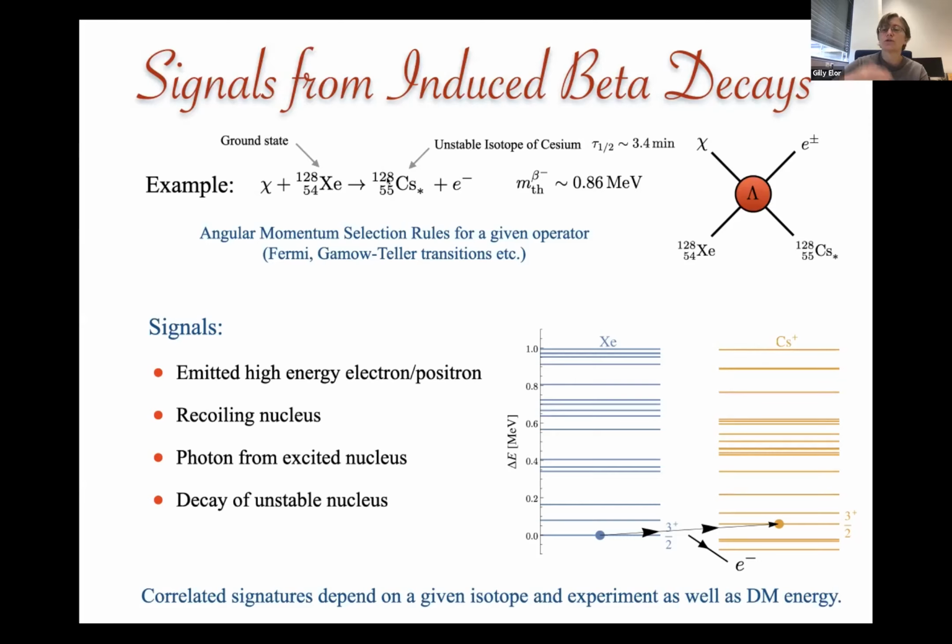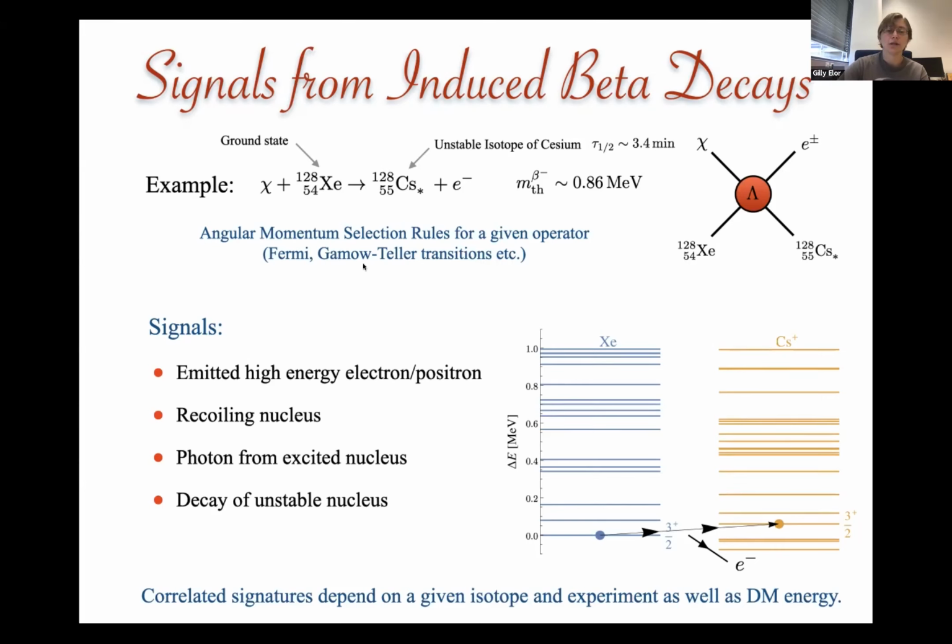So in order to obey them, really what's going to happen is if you start with the ground state of xenon, you're going to transition to some excited state of cesium, which is unstable and will very quickly decay. So you really have a lot of things going on here. You can search for the high energy electron or positron, right? Again, with, for instance, the S2 data set.